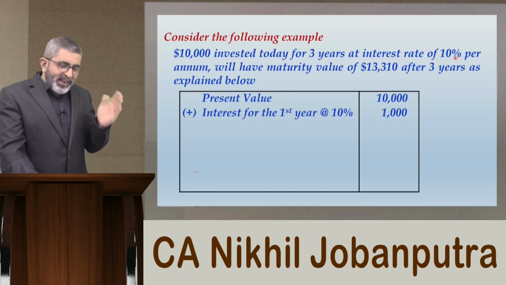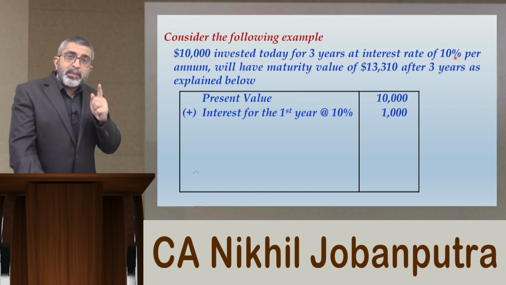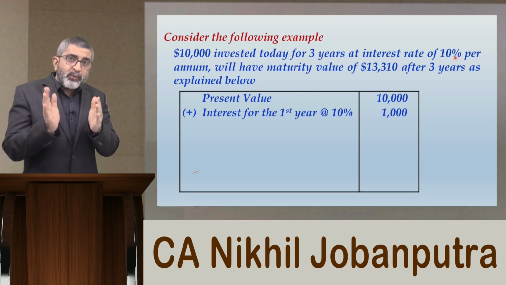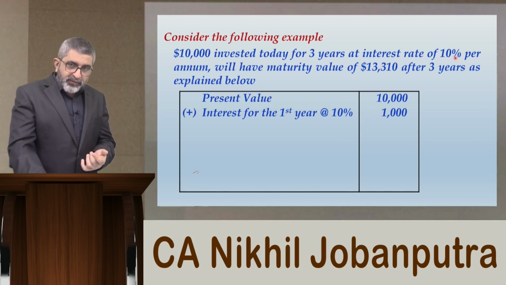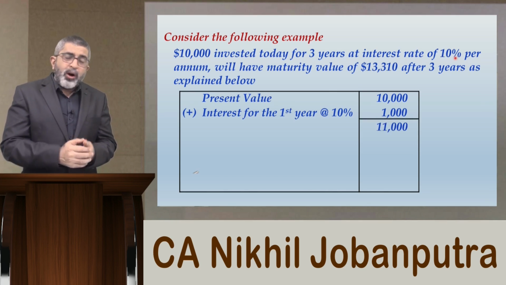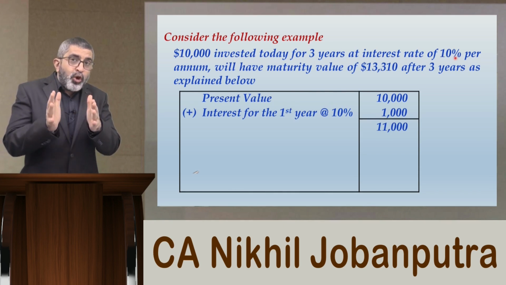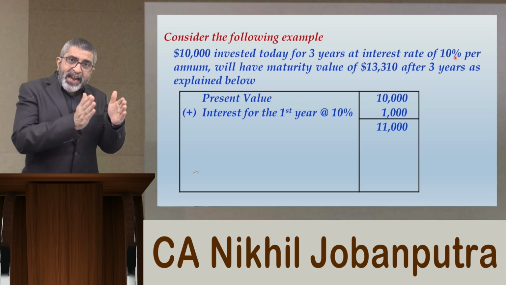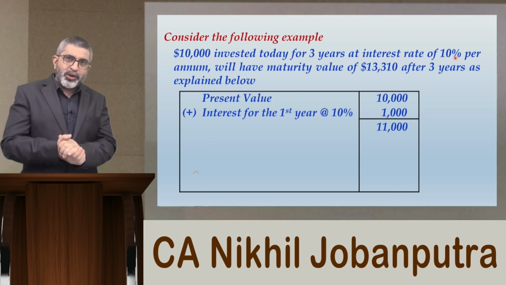So you add interest for the first year at 10%. What will it be? It will be 10% of 10,000, that is $1,000. When $1,000 is added to the principal amount of $10,000, the value after 1 year will obviously be $11,000. So your total value of investment by the end of the first year has already become $11,000.